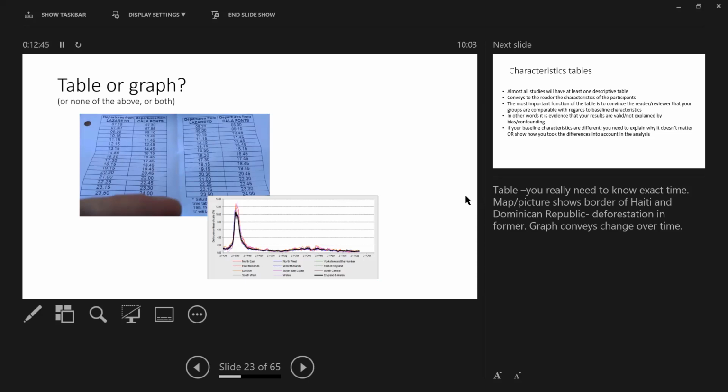I've had comments from papers that there is this idea that you have to include a table or a graph in the paper. No, it's not the case. If you don't have anything to show in a graph, don't put a graph.